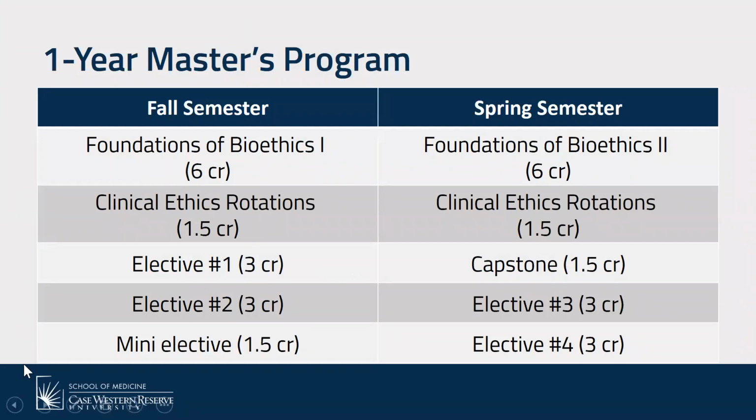As you can see here, in our fall semester and spring semester, we have something we call Foundations of Bioethics 1 and Foundations of Bioethics 2. This is our core course for our program. This is a 6 credit hour course in the fall, 6 credit hour in the spring. This is the meat and potatoes course of the program. This is where students do a deep dive into the world of bioethics and medical humanities.